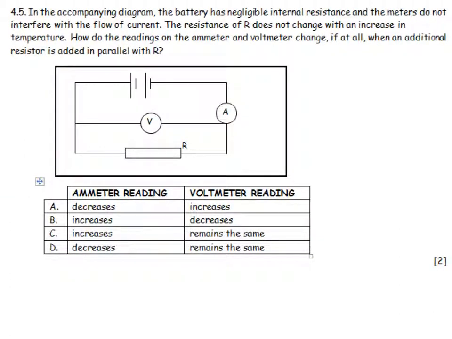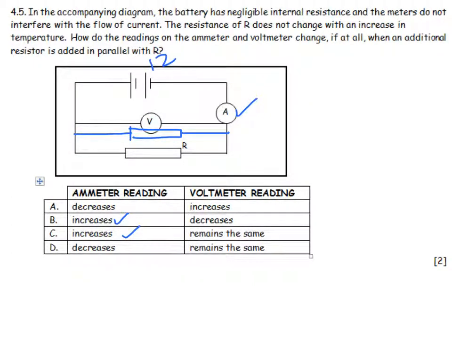You've got a diagram here. There's no internal resistance again, and the meters don't interfere. The resistance of R does not change with an increase in temperature. How do the readings of the ammeter and the voltmeter change when I put another resistor in parallel? When I put another resistor in parallel, I now am going to decrease the amount of resistance, and therefore I will increase my current reading. Also, my voltmeter, because there's no internal resistance, there's only one place for this.